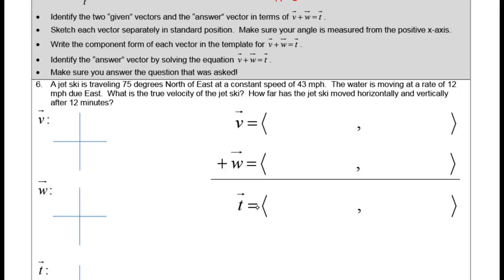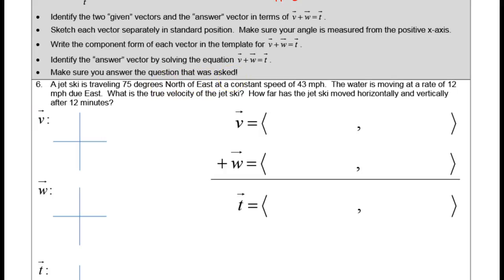Okay, so let's jump right into an example problem. A jet ski is traveling 75 degrees north of east at a constant speed of 43 miles per hour. The water is moving at a rate of 12 miles per hour due east. What is the true velocity of the jet ski? You need to think of this problem in the following terms. The jet ski driver is traveling at a heading of 75 degrees north of east at a constant speed of 43, but the water is pushing him to the east at 12 miles per hour. So the other vector in this case is 75 degrees north of east at a constant speed of 43.